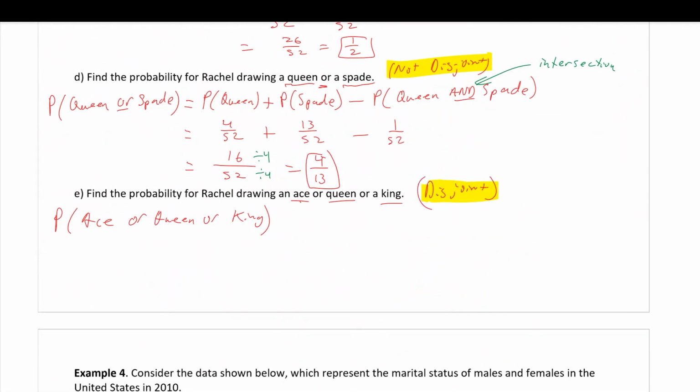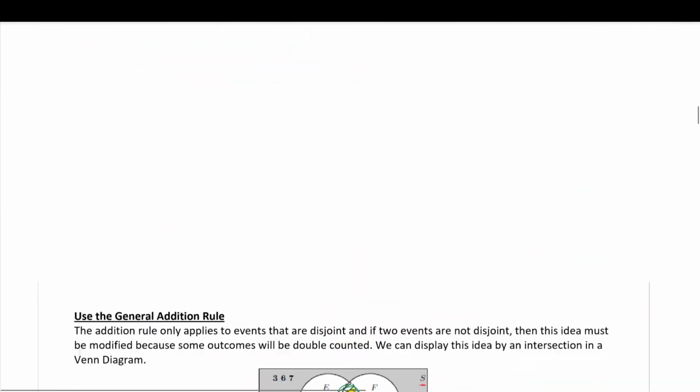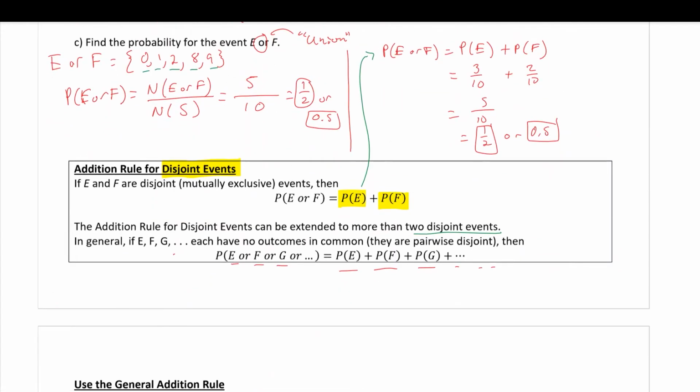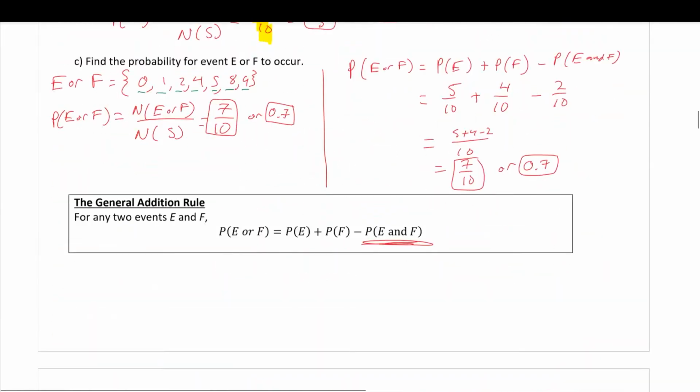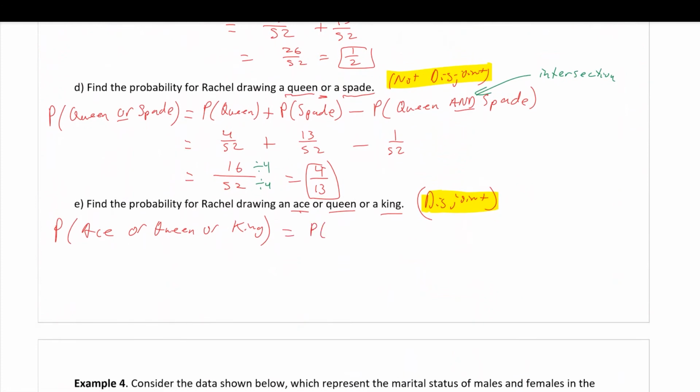So again, let me just refer to what rule we're using here. What page was that? Back here. Yeah, it's this problem right here. When you have more than just 2 disjoint events, then it's just the sum of all the individual probabilities of each event or of each outcome. So simply probability of obtaining an ace plus probability of obtaining a queen plus probability of a king, and each one of these has an associated probability.